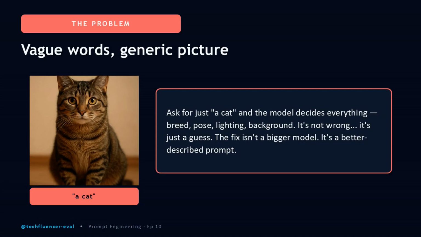Here is the trap. You ask for, quote, a cat, and you get this. It is fine, but you did not choose the breed, the pose, the lighting, or the background, so the model chose them for you. It is not being dumb, it is guessing, because you left it no choice. And the fix is not a bigger, more expensive model. The fix is a better described prompt.